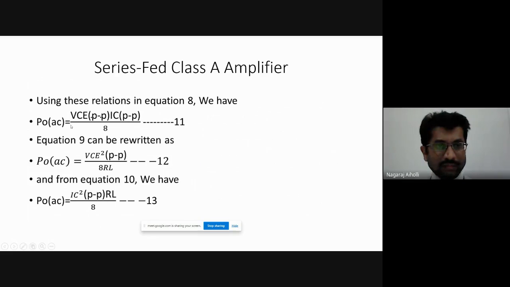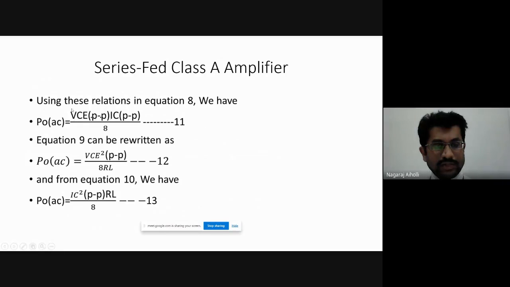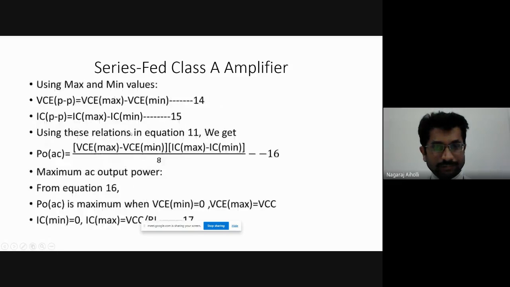Simple. VCE peak to peak is VCE max minus VCE minimum. IC peak to peak is IC max minus IC minimum, divided by 8. That is what is written here. P naught AC is equal to VCE max minus VCE min into IC max minus IC min, that is IC peak to peak, divided by 8. Clear here? You understood how we are getting this? Fine. Take it as equation number 16.